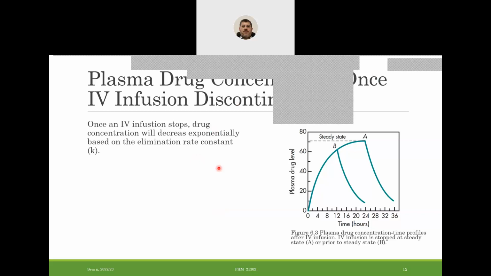No more rate of administration, then there's no K0, then we just follow the one compartment open model for IV bolus. So in this case, if we stopped before reaching steady state, the concentration will be equal to the last concentration while the infusion was going on, at this time, multiplied by the exponent of negative Kt. That's all. If we continue till steady state, then we multiply the steady state concentration by the exponent of negative Kt.